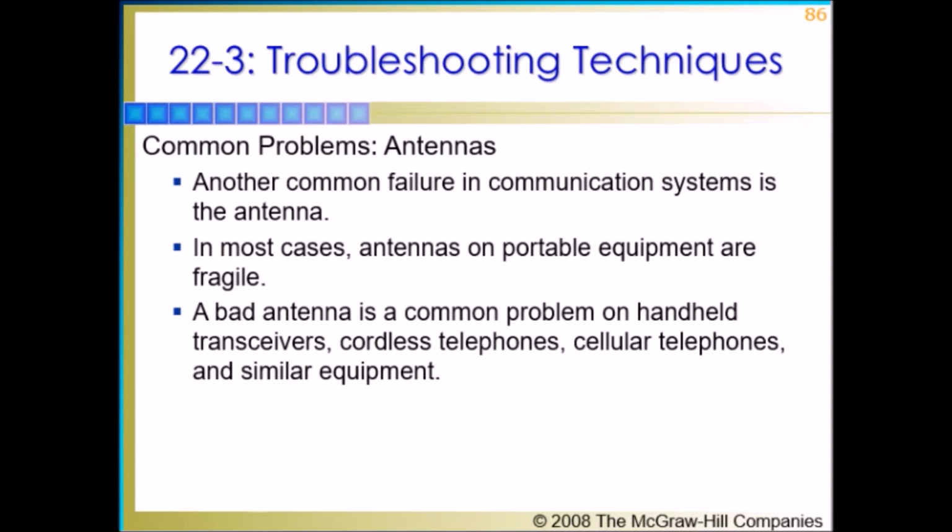Antennas. Another common failure in a communication system is the antenna. In most cases, antennas of portable equipment are fragile. A bad antenna is a common problem in handheld transceivers, cordless telephones, cellular telephones, and similar equipment.